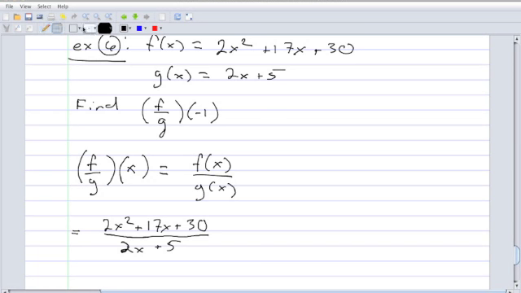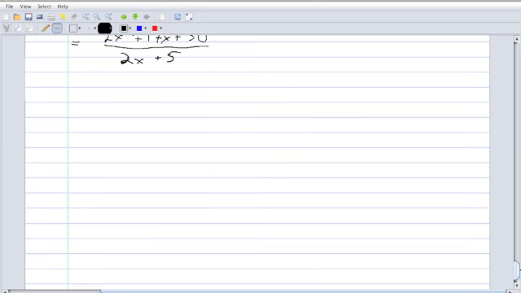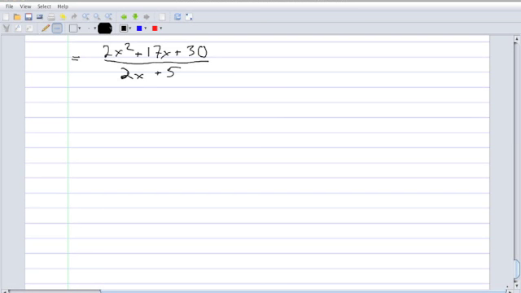So now we're back to the long division, polynomial long division. So then this becomes, again, this goes here. It goes to the right of your 2x. So you got this 2x plus 5 into, you have 2x squared plus 17x plus 30.